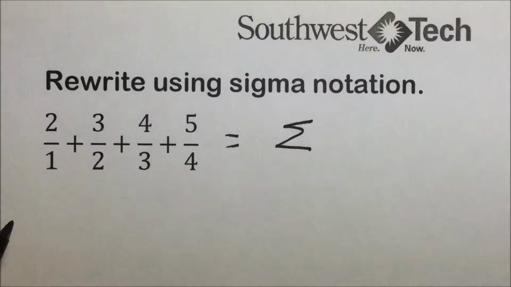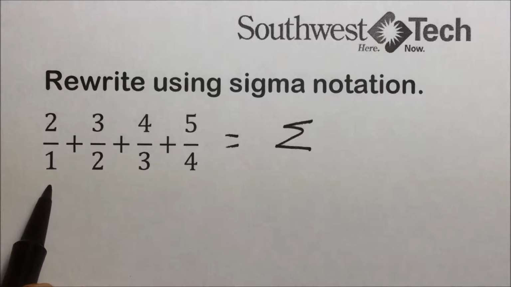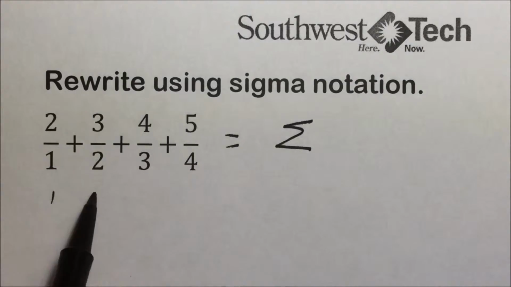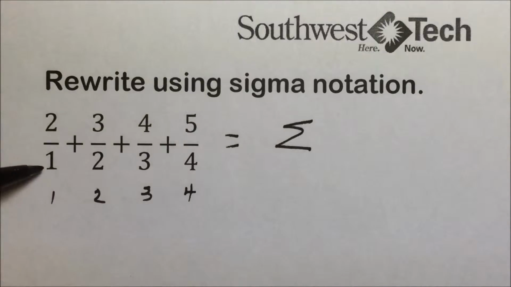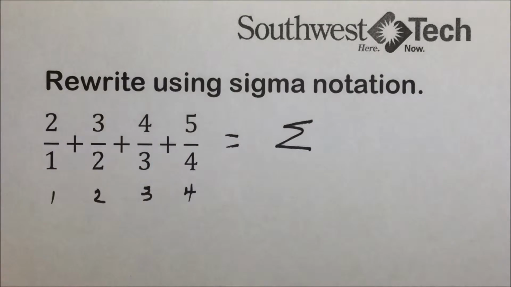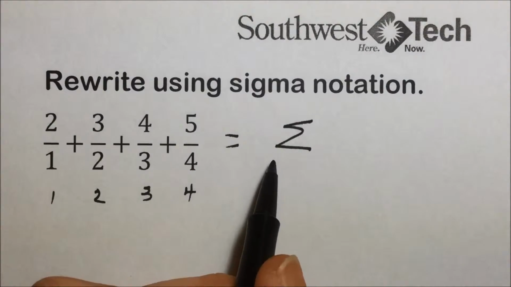We need to write our index, and we can use whatever variable that we want. There's no rule that we have to start at 1, but to help us see a pattern here, this is our first, second, third, and fourth term. And if we look at the denominator, those match exactly. The numerator is just one more. So to come up with a rule or a notation for this series, we can use our index notation.